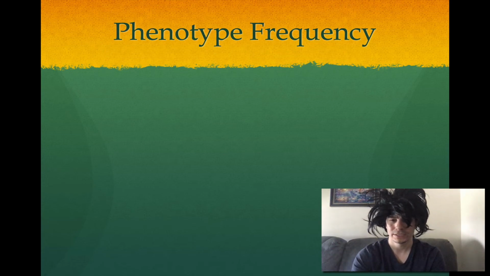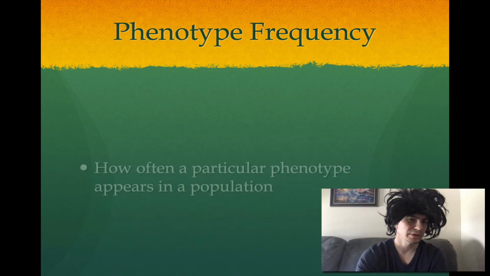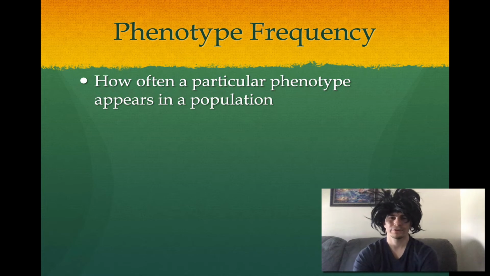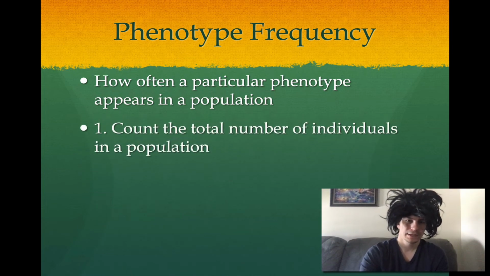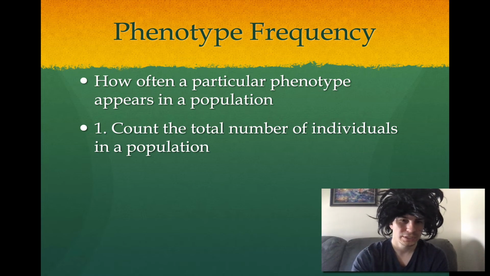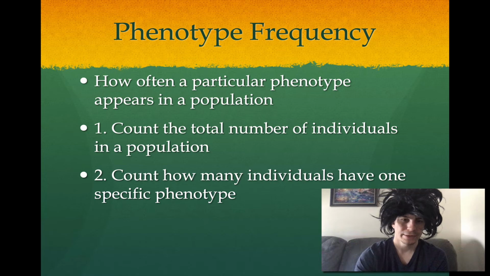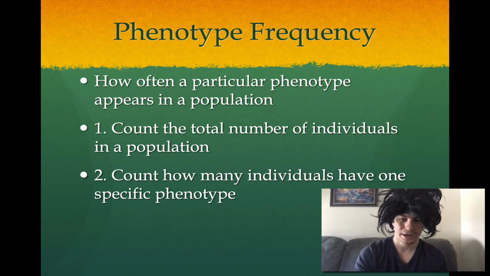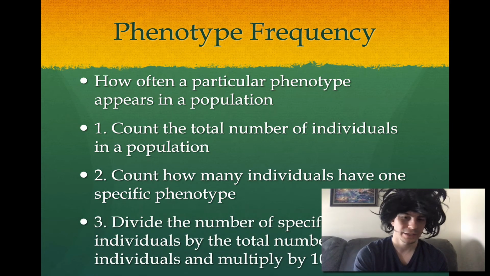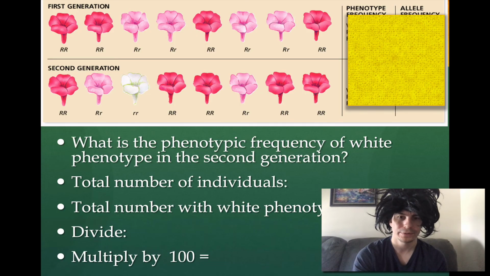Phenotypic frequencies. A little more difficult, but not really. It's how often a particular phenotype appears in a population. So we're going to count our total number of individuals. Then we count how many individuals, whatever the question's asking for. If it's a population of people and it's asking how many people have red hair, you'd be counting the red-haired people. And then same thing, divide the numbers, times it by 100.